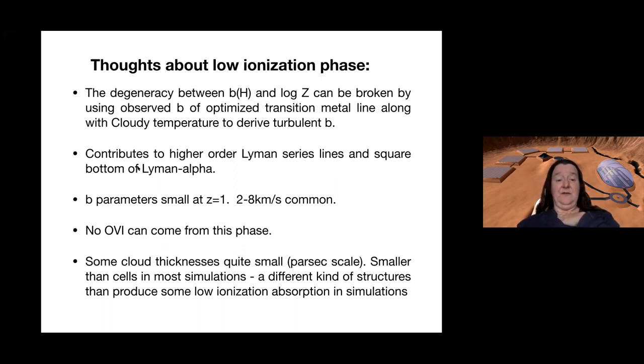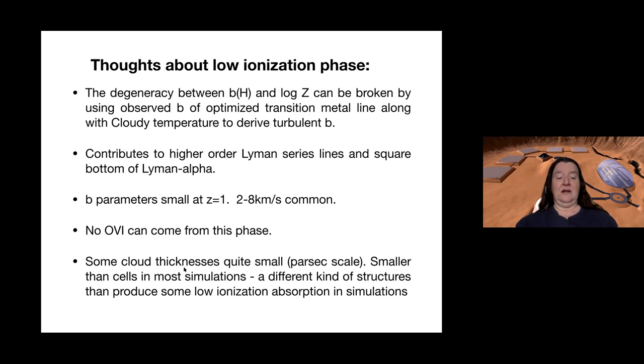The low ionization phase tends to contribute to the higher order Lyman series lines, and it also contributes a little square bottom of the Lyman alpha that's important for these narrow lines, and that's why it does this, because these are very small B parameters typically observed at redshift 1. Values between, say, 2 and 8 kilometers per second are common. You don't get O6 from photoionized phases that produce low ionization absorption, though of course there are variants on photoionization equilibrium models that can, perhaps.